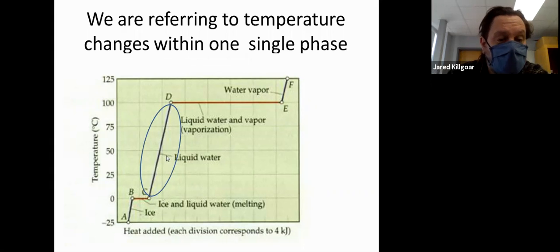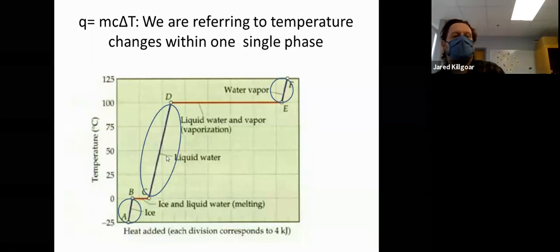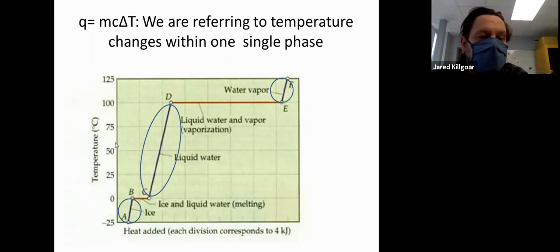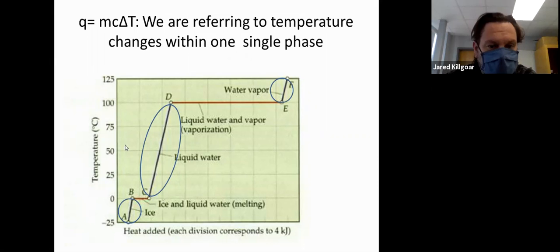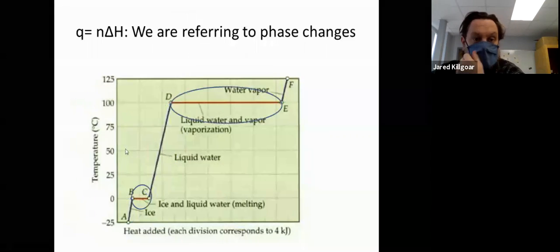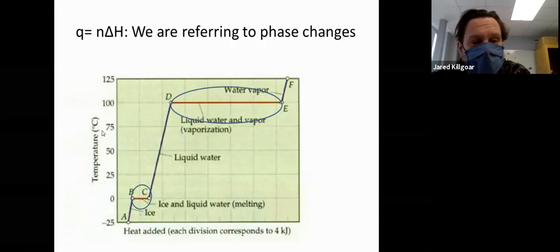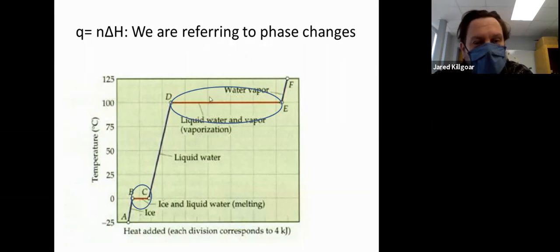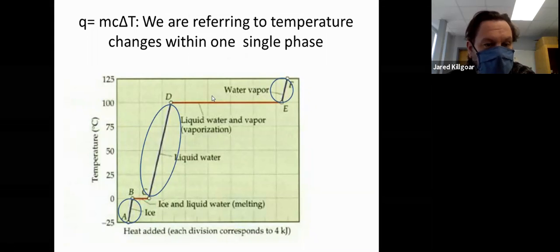Liquid water does have a different specific heat than solid water, aka ice, and gaseous water, aka steam. So they do heat up differently. Okay, so Q is equal to m c delta T. You're going to be using this whenever you're talking about changes within a single phase of a substance. So whenever you're talking about those temperature changes. And when you're talking about phase changes, you take the moles and multiply by the enthalpy. So we're focused on these ones here today.